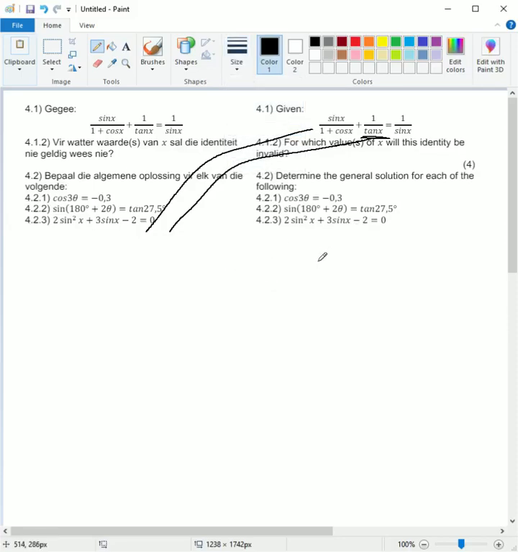Right, this is grade 11 content. This is general solutions trig 4.2. So this is the one we'll deal with here. So you have cos of 3 theta equals negative 0,3.